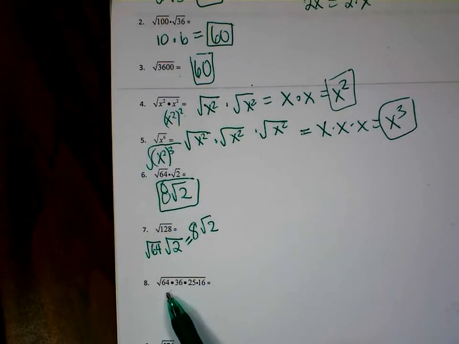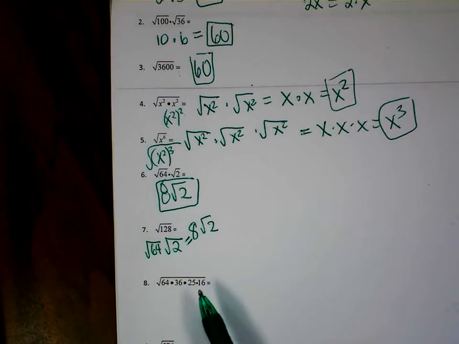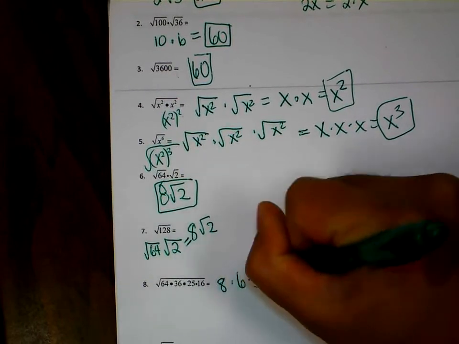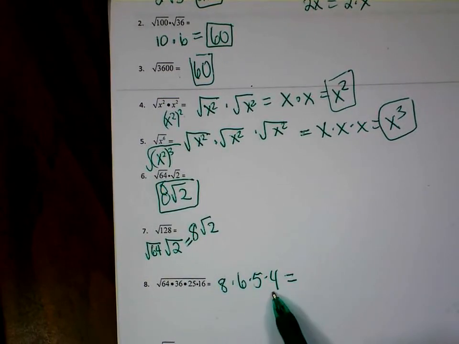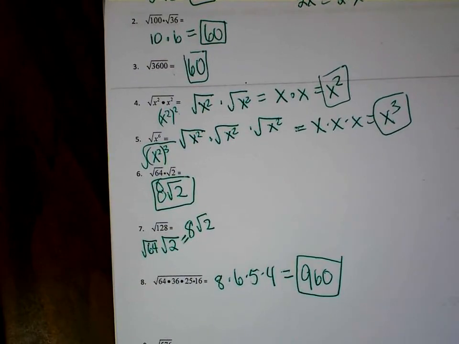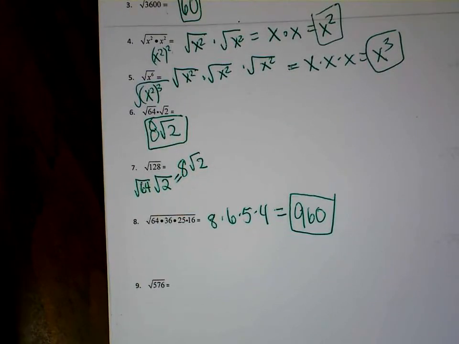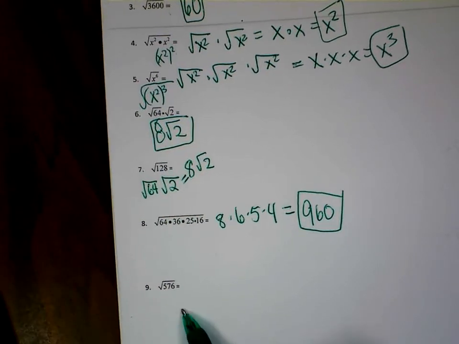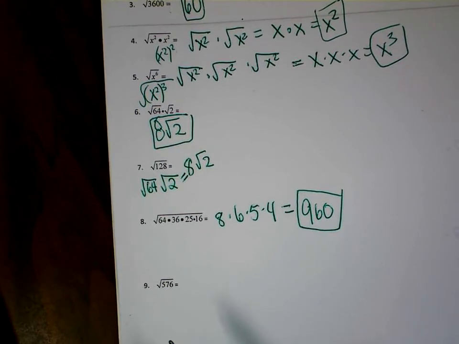Here you can think of this as the square root of 64 times the square root of 36 times the square root of 25 times the square root of 16, which is just 8 times 6 times 5 times 4, which is, let's see, this is 20, 120, 120 times 8 is 960. I believe. Let me make sure that's true. 960. Okay. And then this last one, again, the key thing to think about is what's the largest square root I can think of that I can take out of it.